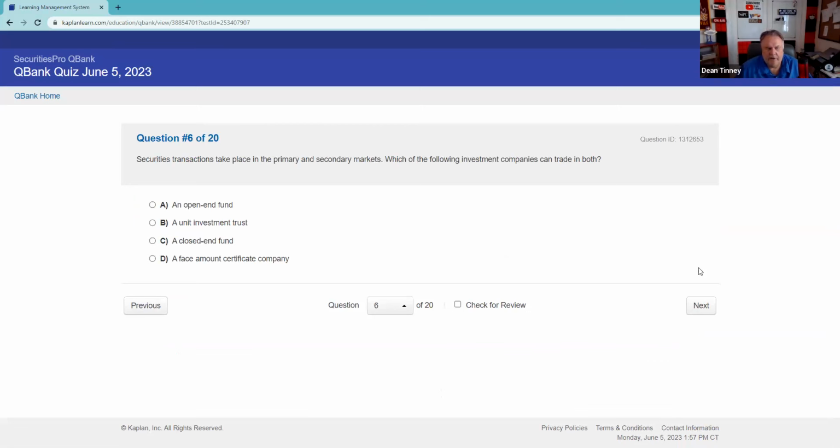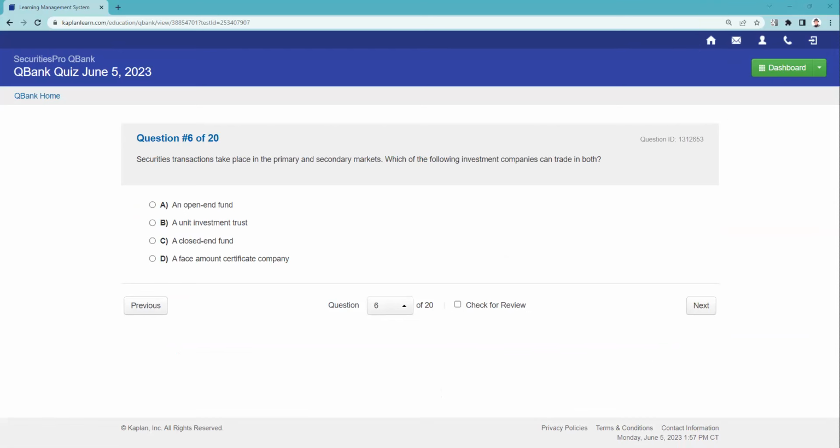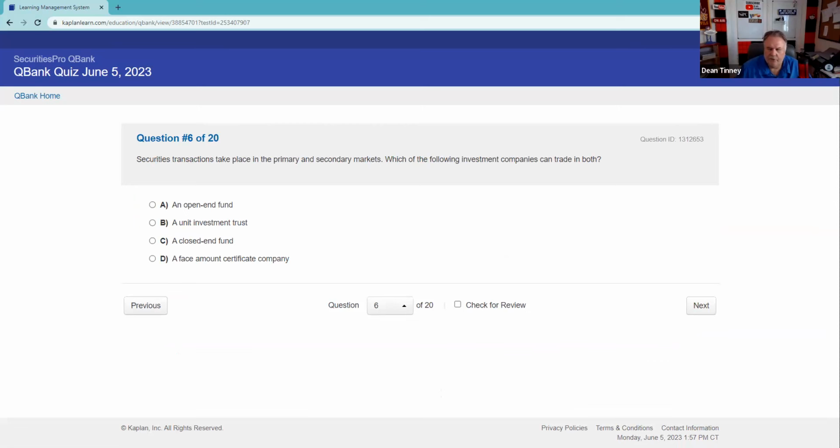Securities transactions take place in the primary and secondary market. Which of the following investment companies can trade in both? They can trade in the primary market and the secondary market. I think this one's kind of tricky.